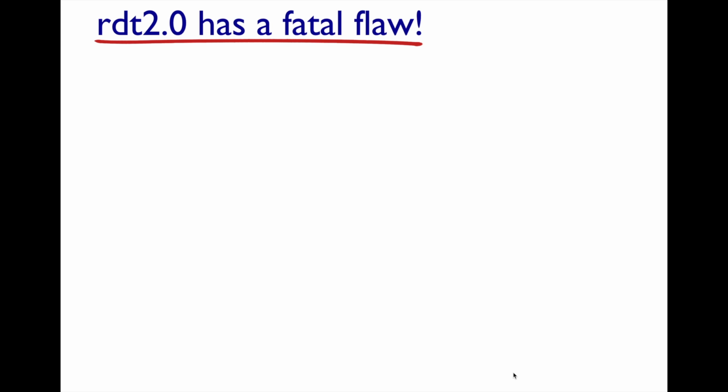Okay? All right. So RDT 2.0, well, it adds feedback and it allows the sender to know if a message successfully was received by the receiver. But there's a little bit of a flaw. Let me ask you, what do you think that flaw might be? Any guesses? And it has to do with corruption, right?